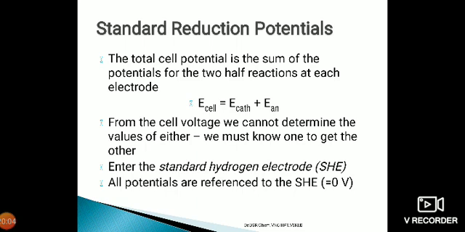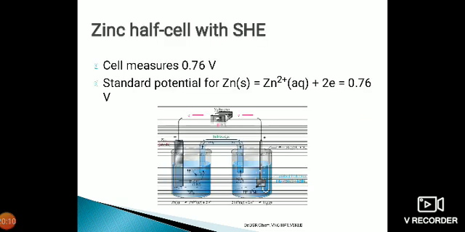Enter the standard hydrogen electrode, that is SHE, and all potentials are referred to SHE as zero voltage. So when the zinc half cell is connected to the standard hydrogen electrode, the cell measures a potential of 0.76 volts. The standard potential for zinc is Zn going to Zn2+ aqueous plus 2 electrons, that is oxidation it is representing, therefore it is 0.76 volts.